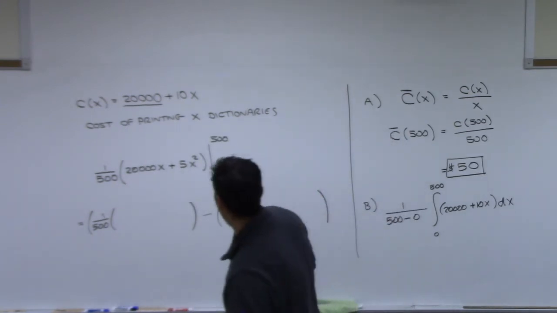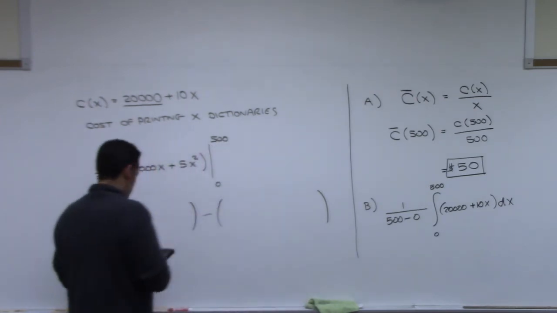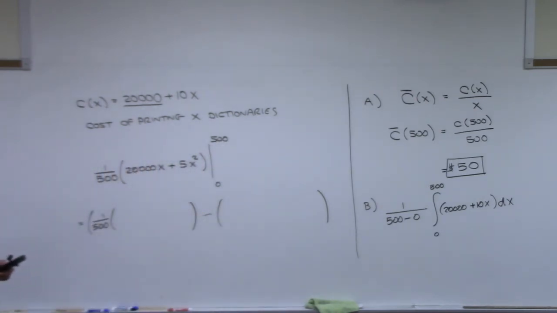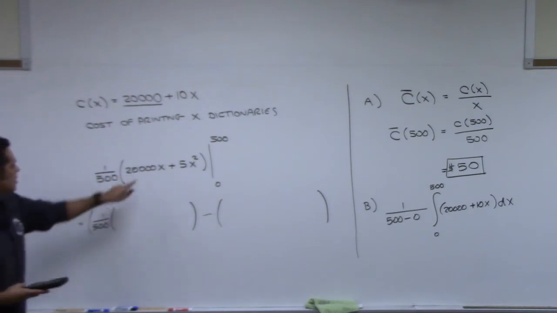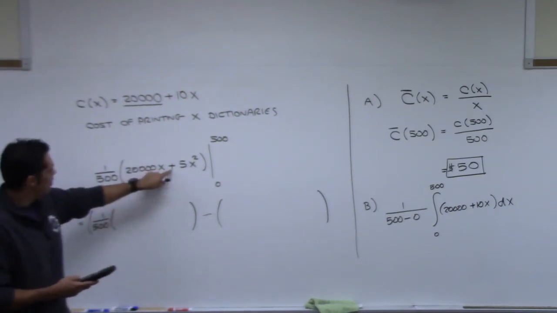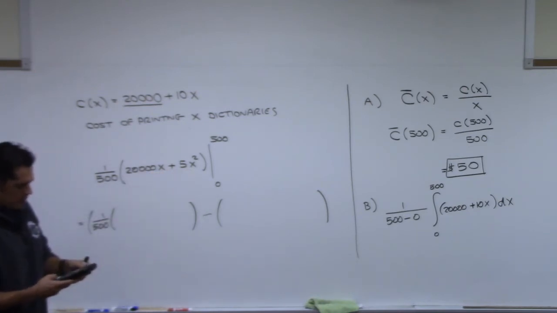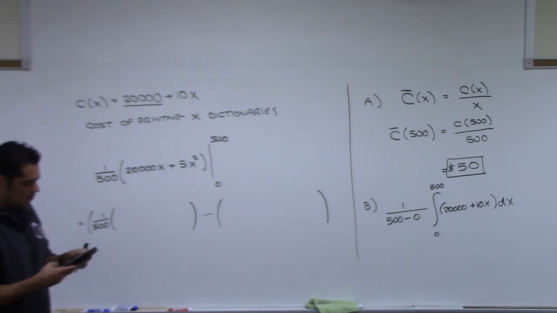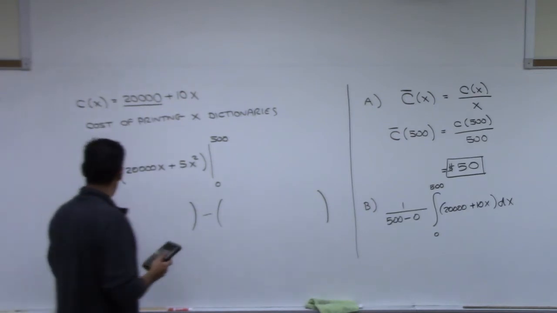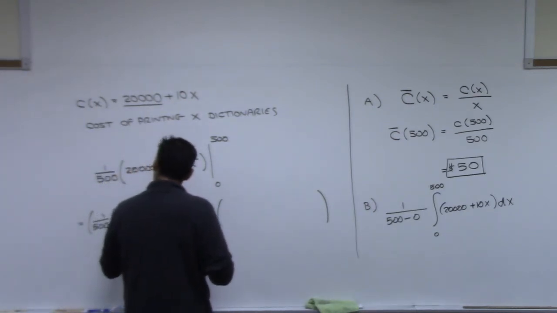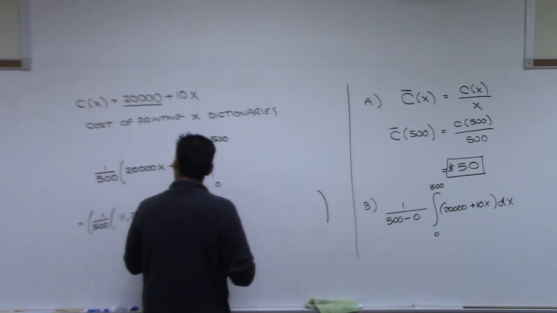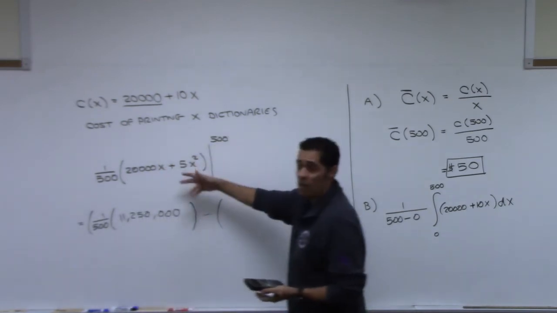I just don't feel like plugging these in, but that's why I have a calculator. 20,000 times 500. So I did 20,000 times 500 plus 5 times 500 squared. So make sure that you can get that. Is that millions? 11,250,000? 11,250,000 is what I get when I plug in 500.